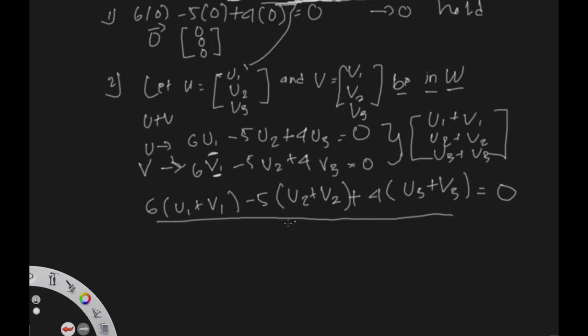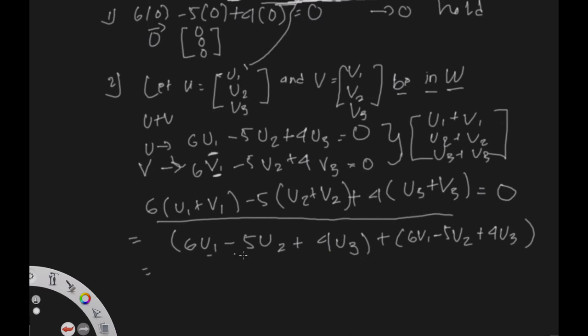So after we get this, we can expand it: 6 u1 minus 5 u2 plus 4 u3 plus 6 v1 minus 5 v2 plus 4 v3. Yeah, we have this, and each of these groups has to be 0, so it will be 0 plus 0, so the result is 0. Okay, then we move to the third property.